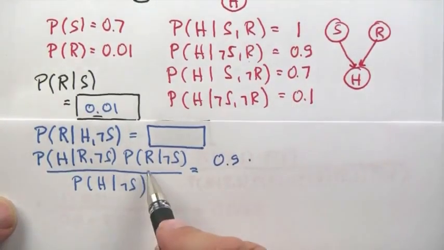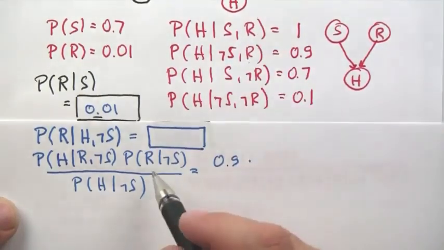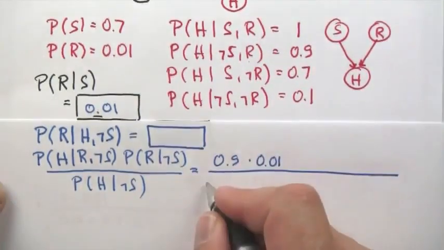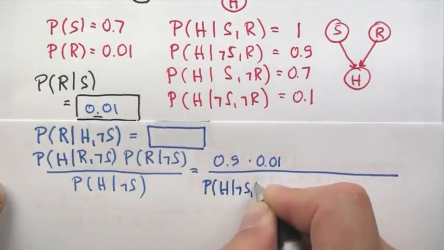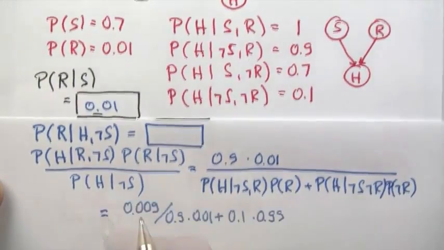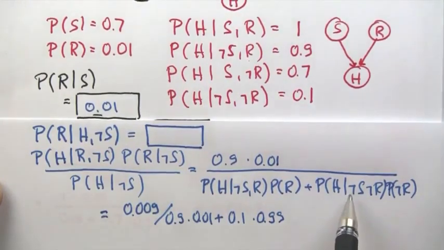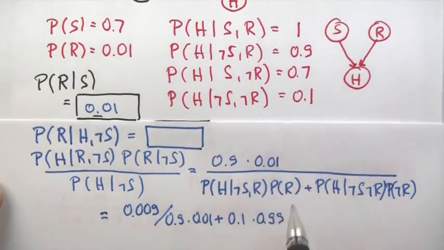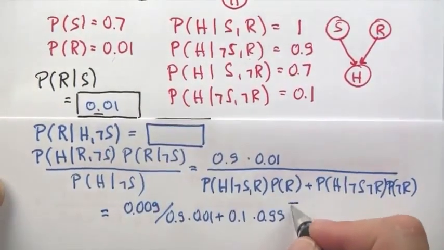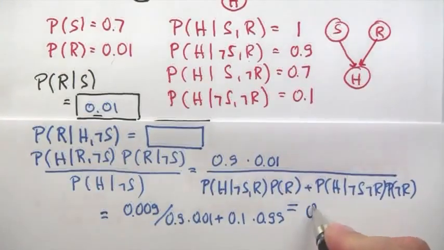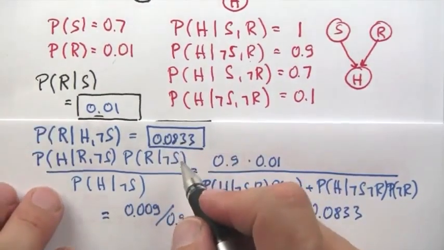This value over here, the race is independent of the weather by virtue of our Bayes network, so it's just 0.01. And as before, we apply total probability to the expression over here, and we obtain this quotient over here, and these two expressions are the same. P of H given not S, not R is the value over here, and the 0.99 is the complement of the probability of R taken from over here, and that ends up to be 0.0833. This would have been the right answer.